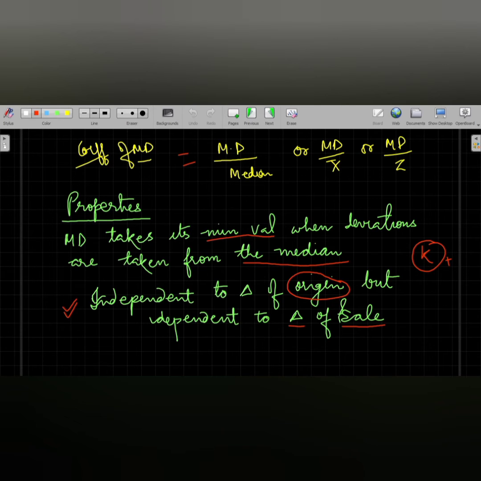But dependent on the change of scale. Scale means if we multiply or divide the data, there will be some changes, and this change is dependent. Fine. So it's clear what is independent of the change of origin and change of scale.